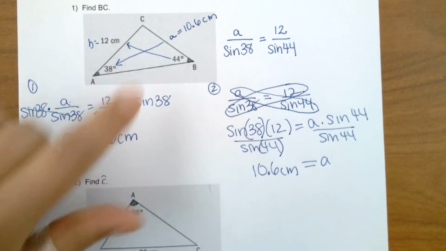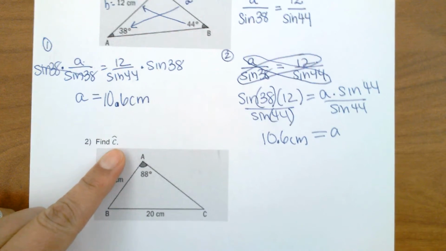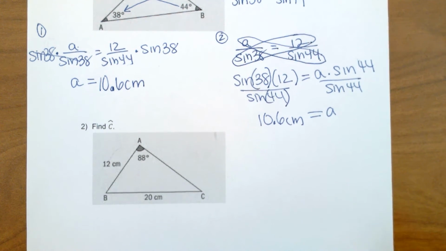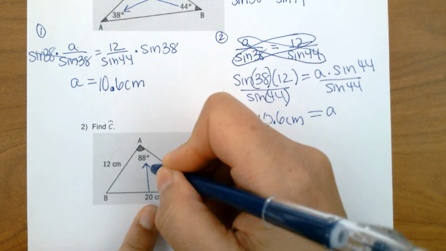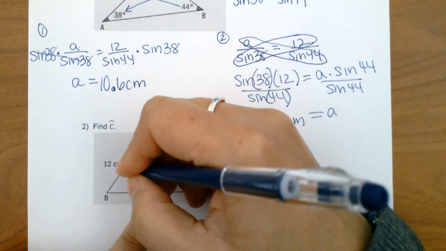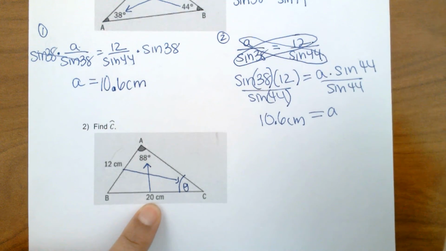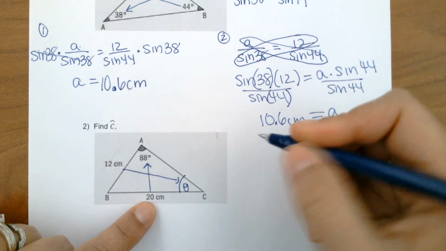Okay, so that was solving for a side. Let's now solve for an angle. For this one, we're looking for angle C. So again, find your sides and their opposite angles. So here's 20, we have its opposite angle, and we have 12, and we're looking for this angle measurement. We're looking for theta right there. All right, so let's set it up.